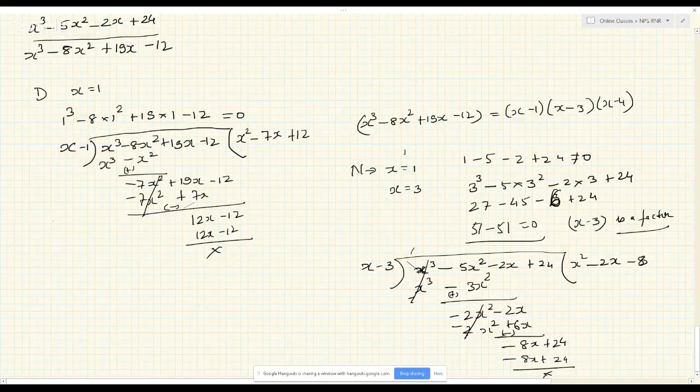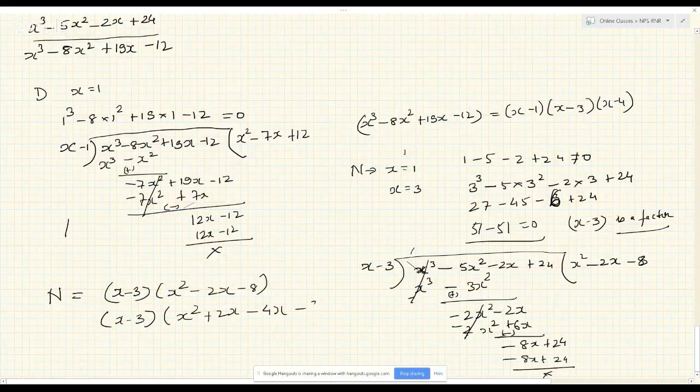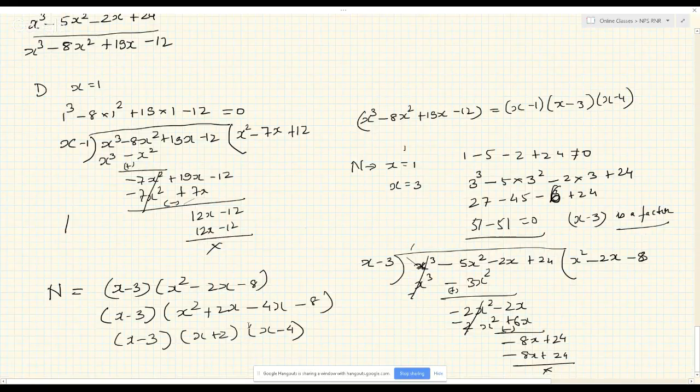Right? So hence numerator is x minus 3 and x square minus 2x minus 8. Again, I can split the middle term. It can give me x square minus 4x plus 2x minus 8. So this is x minus 3 and this is x plus 2, x minus 4. Right. This is the numerator.